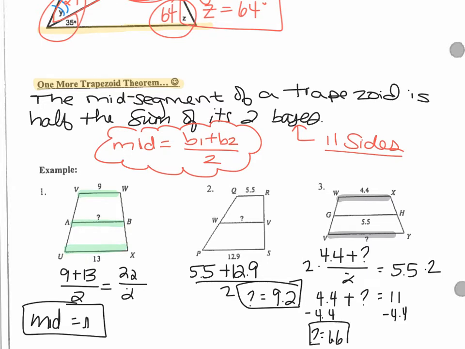Or, what some people said was I can take my mid-segment and double it and get 11, and then I could just subtract 4.4 from 11, and I still end up with 6.6. So go ahead and flip your paper.